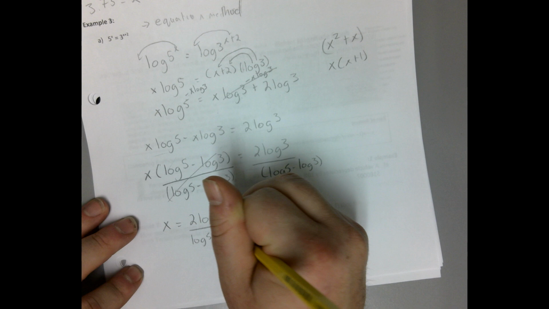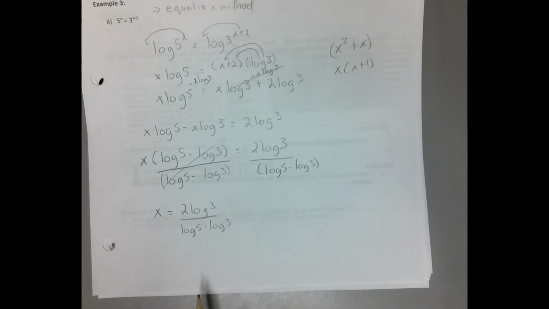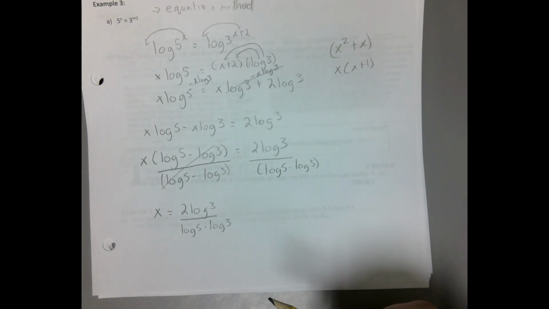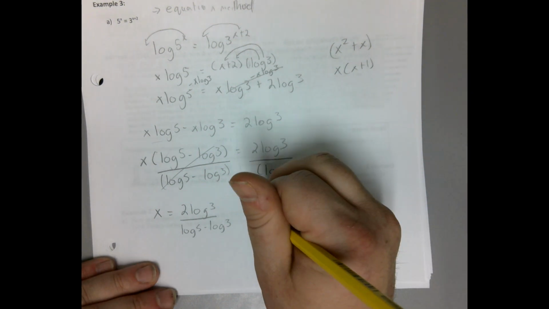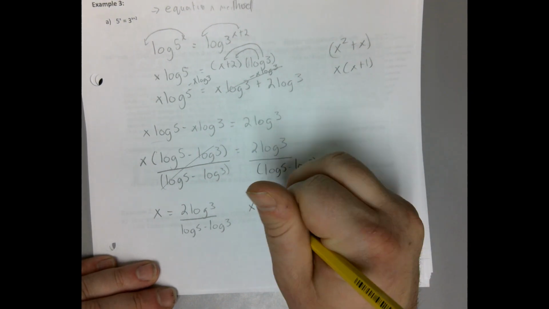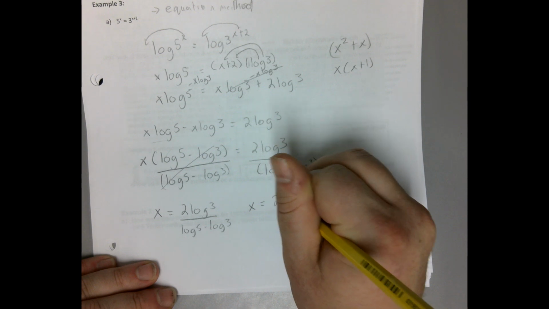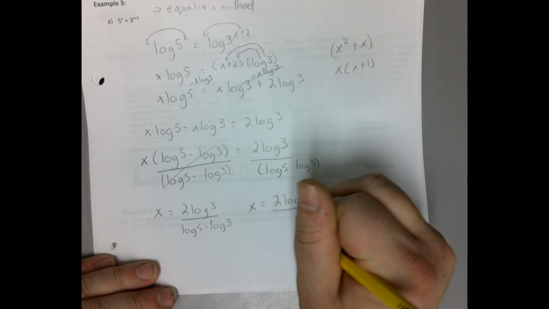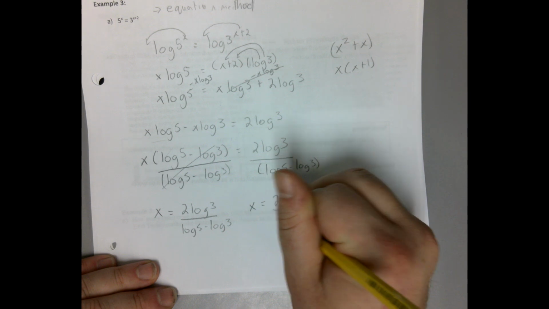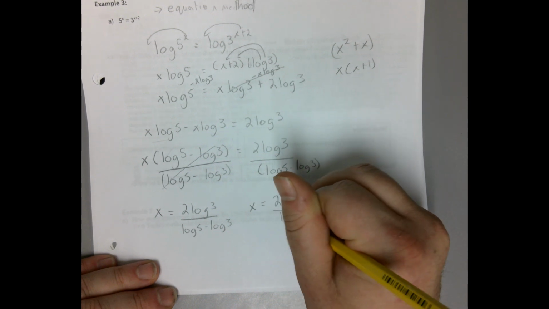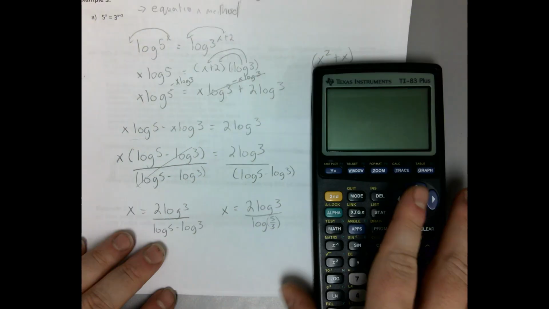well, do you guys remember our log laws that tell us what happens when we have the same base and we subtract two things? We're going to end up dividing it, right? So we could rewrite this again, which makes it easier to put in a calculator. 2 log 3 divided by log of 5 divided by 3 in brackets, where the 5 divided by 3 is going to be an argument there.